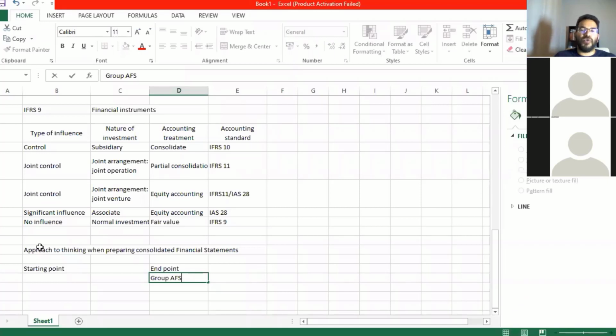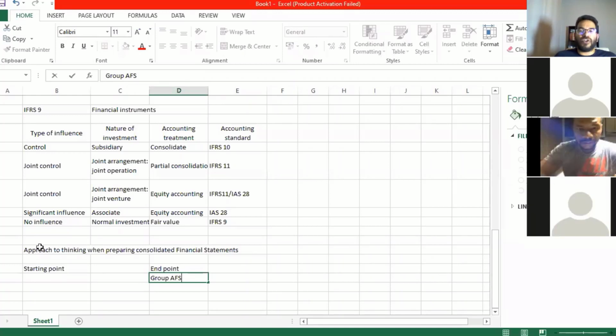So, in order to know whether you arrived at your destination, you need to know what the destination is. And in this case, the destination is the endpoint, which is your group Fs. What is the group Fs? It is that one economic entity made up of all the separate companies making up the group. And it only includes transactions with those outside of the group, and it excludes transactions with those inside of the group.